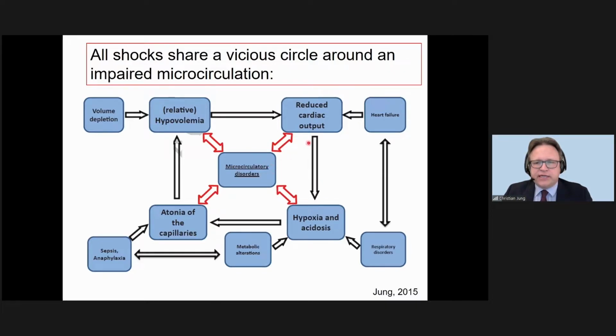And in cardiogenic shock, this vicious cycle is entered via a reduced cardiac output, leading to hypoxia and acidosis, atonia of the capillaries, and a relative hypovolemia. And all this corresponds to microcirculatory disorders.